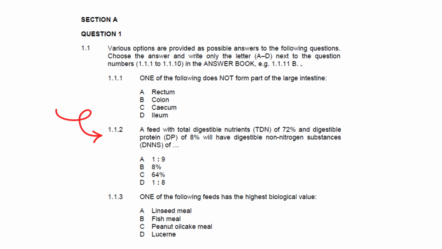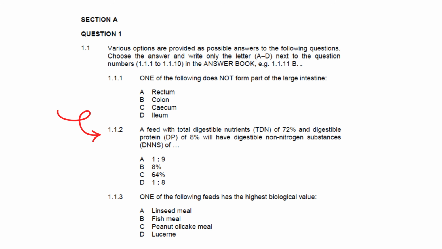Now we are going to move on. A feed with TDN, the total digestible nutrients, of 72%, and DP, the digestible protein, of 8%, will have digestible non-nitrogenous substances, the DNNS, of dash. You have 4 options: 9%, 8%, 64%, and 1 is to 8.